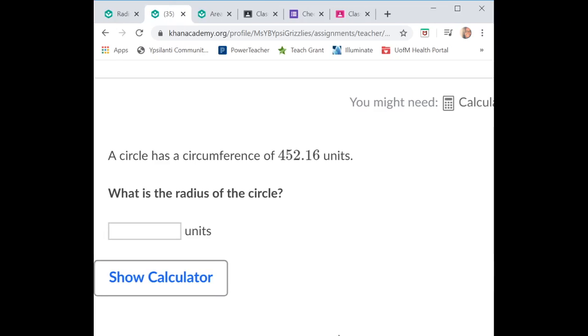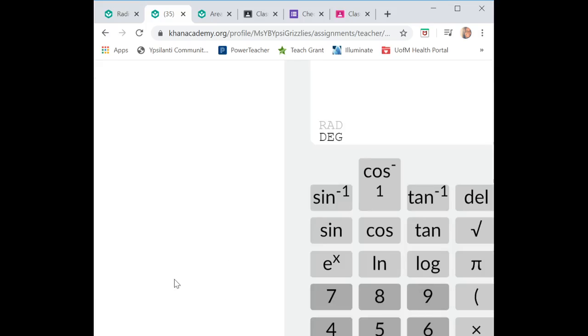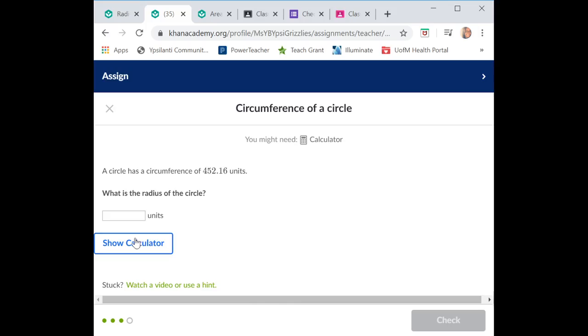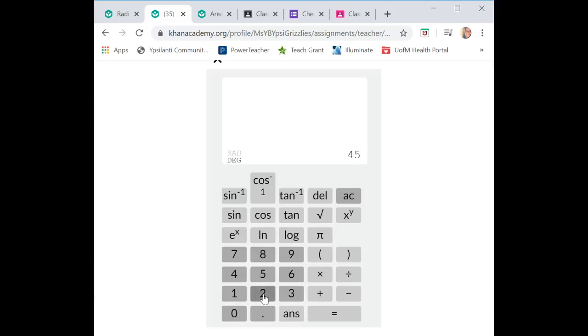So let's look at what that actually would look like on Khan Academy. Back to our browser. What was our value again? 452.16. So we're doing 452.16 divided by pi. So that was our diameter. And then we're going to divide that whole number by 2. They'll write all these decimals for you. I didn't type anything else. And that was the value we got for our radius, 71.96.